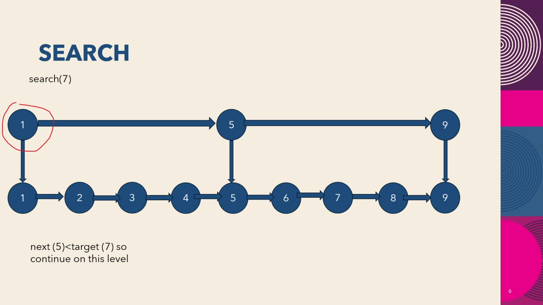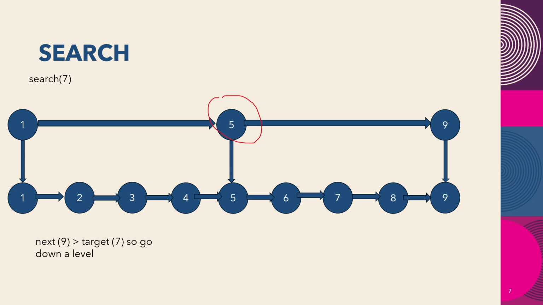So as we can see here, our next node is that 5 on that level 1, and that is less than our target value of 7. So we're just going to move on to that 5, make that 5 our current node. So now that 5 is our current node, we're going to check its next node, which is 9, which is not less than the target value of 7. So we are going to go down a level.